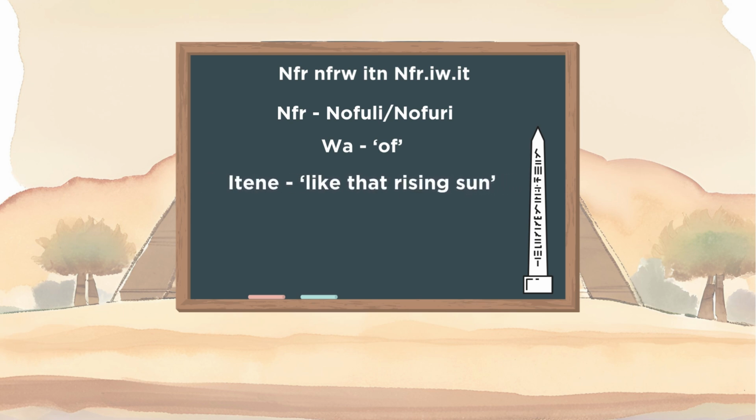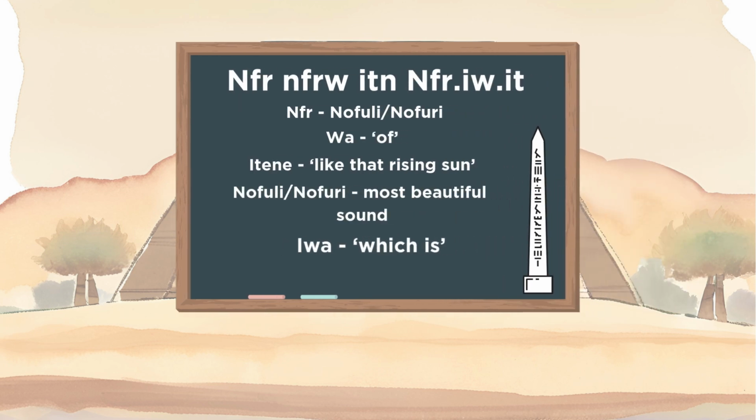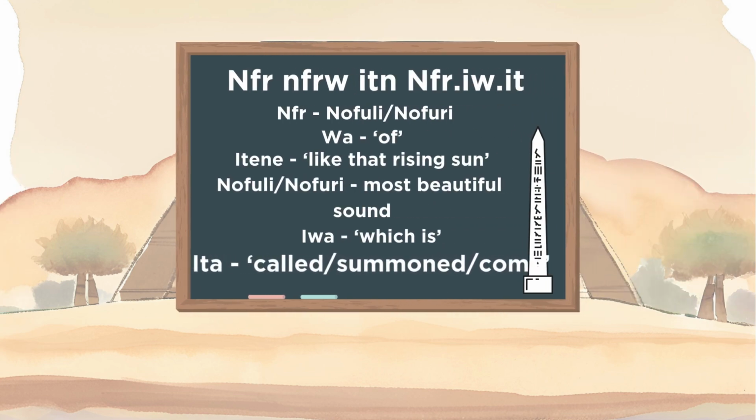But here the use of the e or I prefix instead of the ji is meant to be applied to something or someone specific, and I is a singular, so it points to something or someone in particular. Noli again means beloved, most beautiful sound. Iwa, again we see this I prefix attached to wa, which means specific of or specifically of.